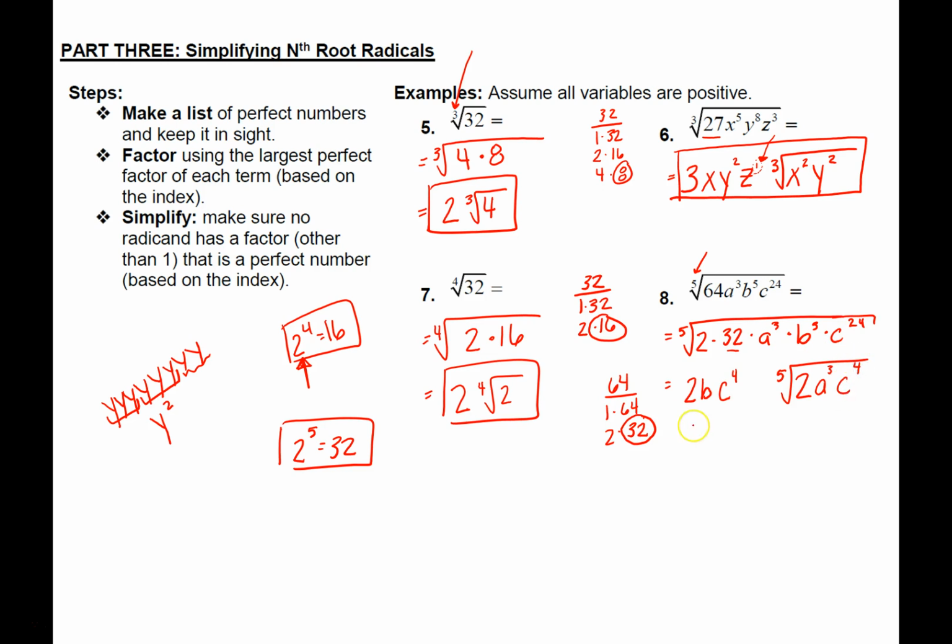So my final answer here is 2 times b times c to the 4th, and this is times here. I wrote it kind of far apart. You don't have to give that much space, times the 5th root of 2a to the 3rd, c to the 4th.